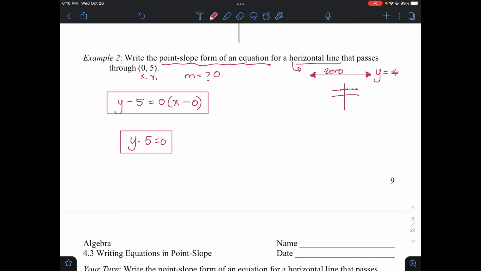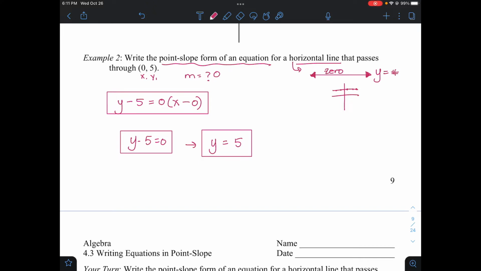And lastly, I would say leave it in one of those two forms if they ask for point-slope form. However, I do know that some places will want you to write y equals 5. So all I did was add 5 to both sides. So any of these three would be acceptable, especially if it's on the Keystone or something like that, okay?